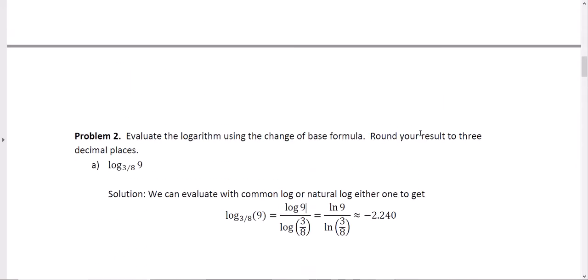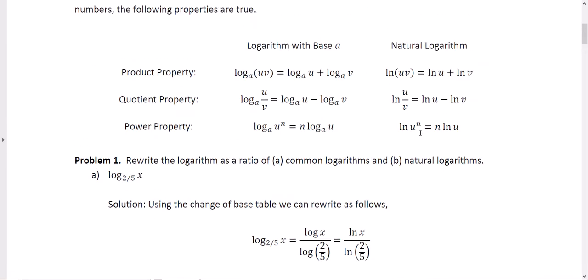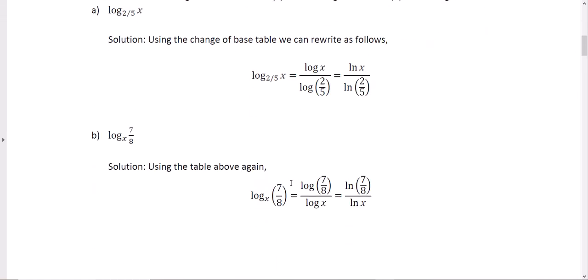All right, just for a quick review here, I'm going to scroll up. We're using the product, quotient, and power properties. If you need to, hit pause, write these ones down. Product property: if you're multiplying two things inside a log, you add the logarithms. Division turns into subtraction, and a power raised to a power is multiply.